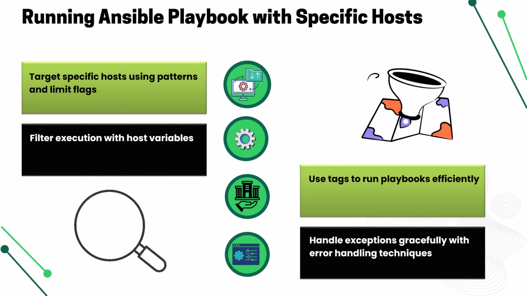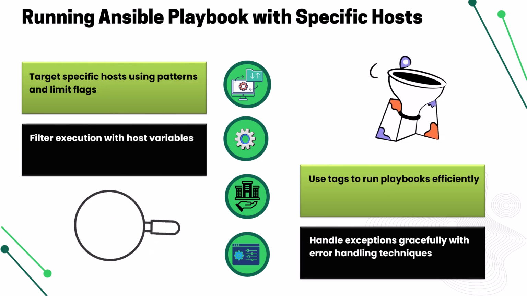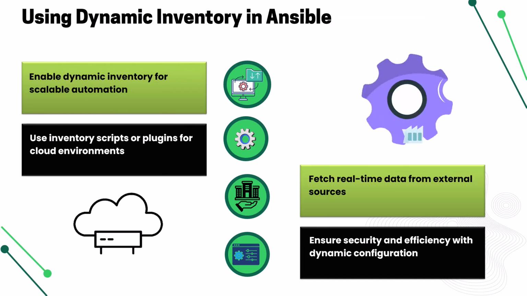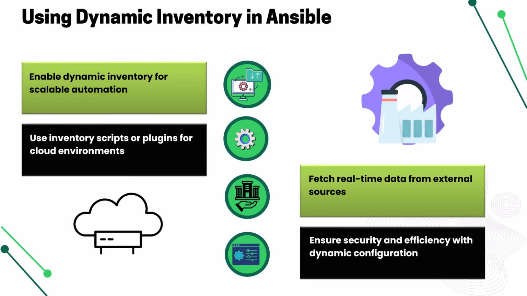Targeting specific hosts is the difference between precision automation and oops, I just updated everything. Let's break down host patterns, filtering using tags, and managing exceptions, so your automation hits just the right targets, no friendly fire.